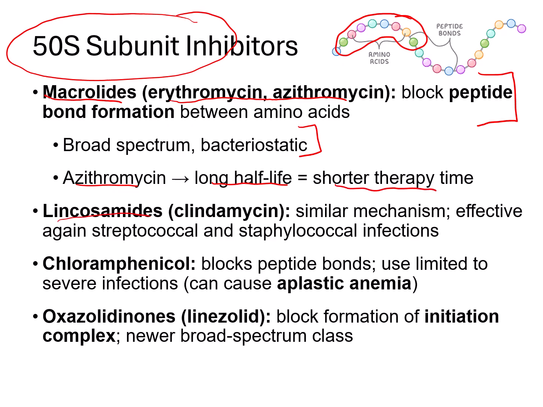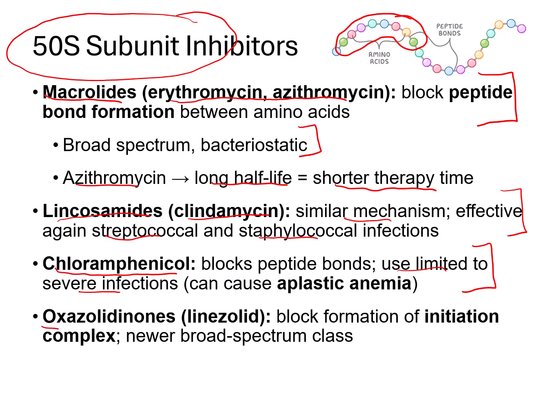Our lincosamides, such as clindamycin, have a similar mechanism by blocking peptide bonds. They're effective against gram-positive bacteria like streptococci and staphylococci, as well as anaerobic bacteria, but sometimes there's a risk for overgrowth of C. diff, Clostridioides difficile, because those bacteria make endospores. Chloramphenicol is a broad-spectrum drug that also inhibits peptide bond formation, but there is usually limited use only for severe infections because it can also cause aplastic anemia, where we have a deficiency of all types of blood cells.